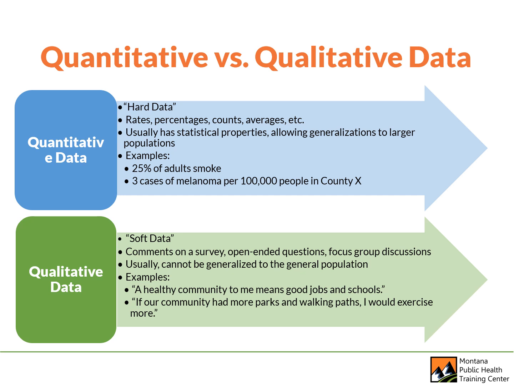Qualitative data are sometimes what people refer to as the quote-unquote soft data. These can be those comments on a survey, open-ended questions, focus group discussions. These are ones that usually cannot be generalized to a larger population because they really are a lot of times people's knowledge, attitudes, or beliefs about a certain subject. So an example: a healthy community to me means good jobs and schools. Or, if our community had more parks and walking paths, I would exercise more. So the qualitative data a lot of the time tells the story behind some of the more quantitative data.